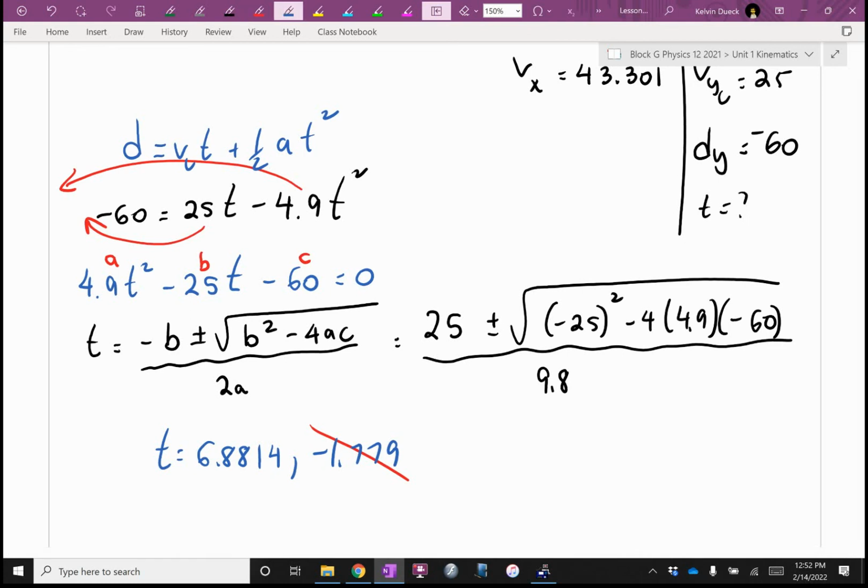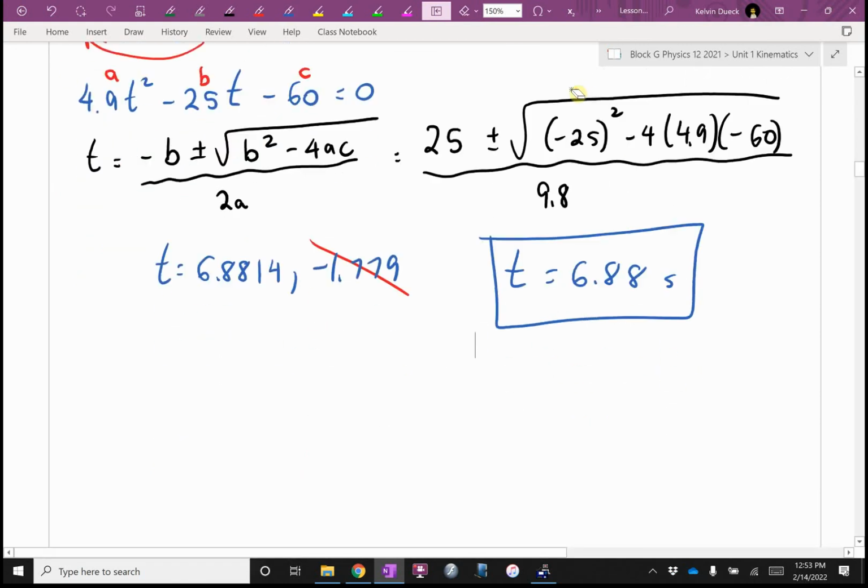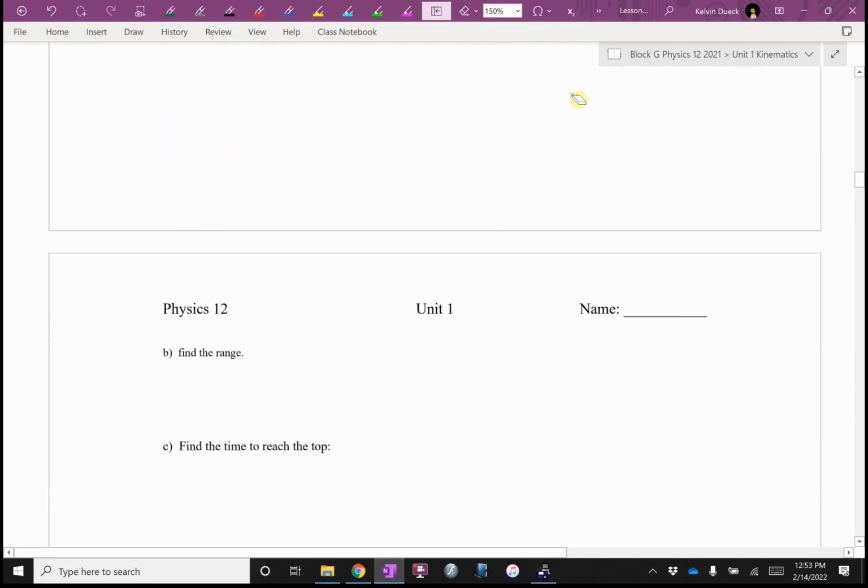Okay, since they wanted me to find time, I'll report it to 3 sig figs for my final answer. I'll put the units next to it. I'll draw a box around it. This projectile is going to be in the air for 6.88 seconds, but here's the other bonus, George. I now have something that goes in both columns. I now know 3 things over in the horizontal column. I can find the 4th if you want to. In fact, I'm willing to bet, Taryn, is there a part B? Yeah. And I bet you it says find the range.